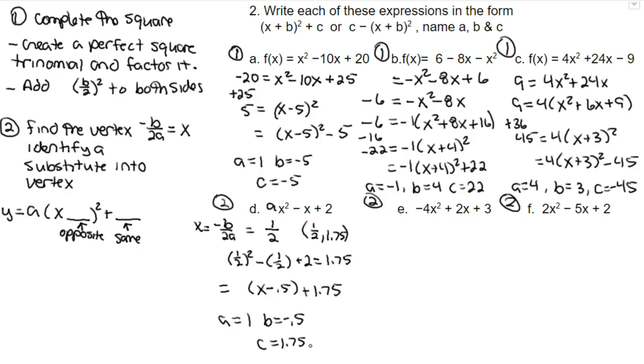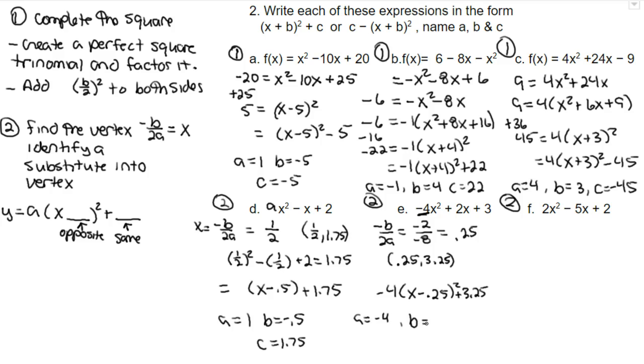Okay, so looking at E, we're going to do the same thing. First, try to find the vertex. And once I do that, I find out that x is 0.25 and y is going to be 3.25. And so now all I've got to do, I know my a is -4, and so I substitute that in. I take the opposite of the x part of my vertex, and then I put the y part at the end. A is -4, b is -0.25, and c is 3.25.